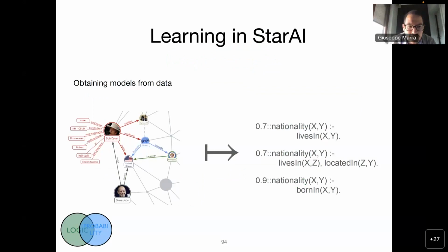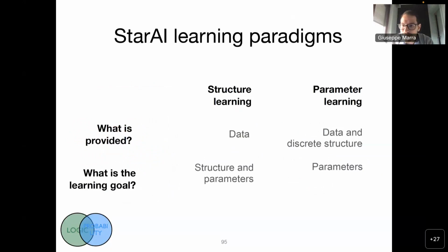We have some data. In this case, this is a knowledge graph where we have people and cities and we have relations between them. And what we are interested in is learning a model from the data, and the statistical relational model could be, for example, a probabilistic logic program, as we have seen before, where we have rules and the rules have their probabilities attached. So there are these two paradigms in statistical relational AI, which are structure versus parameter learning. In structure learning, what is provided is data, and what we are interested in learning is the structure of this data in terms of logical rules and the parameters of these rules, so the probabilities they are labeled with.